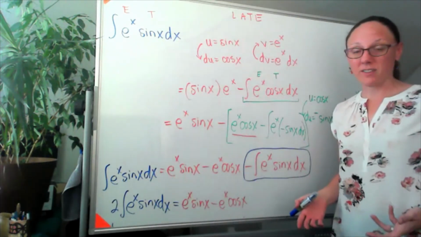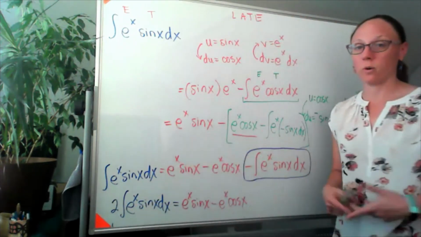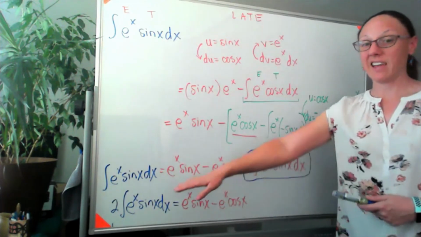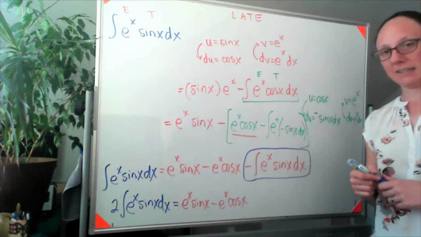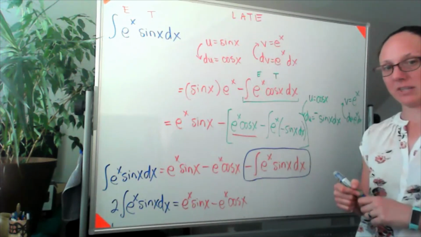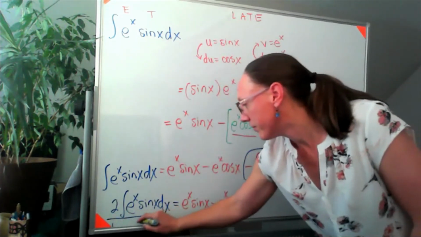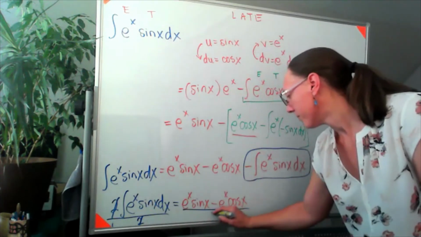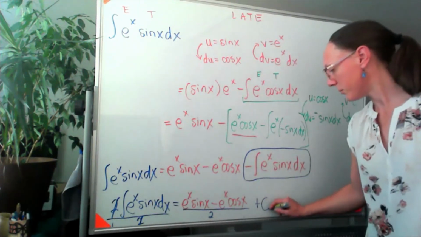The only extra thing I have to do is divide both sides by 2, or multiply both sides by 1/2, to get the integral that we wanted all by itself. I almost left myself enough room to do that, but I'm going to divide both sides by 2. And then say, hey, we're done, plus C.